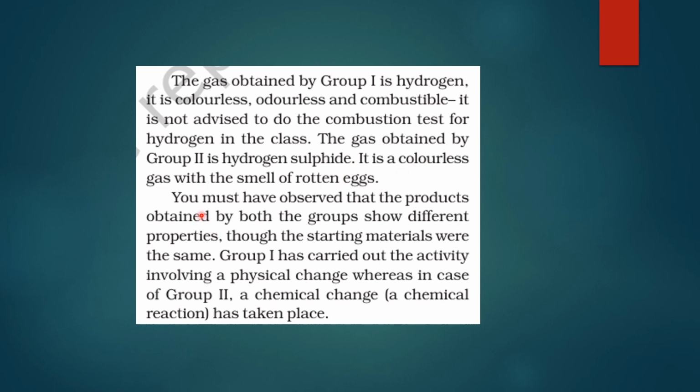Okay. So you must have observed that the products obtained by both the groups show different properties, though the starting materials were same. क्योंकि देखो ग्रुप 1 में आपने क्या किया था? दोनों मटेरियल्स को जस्ट मिक्स किया था और सेकंड केस में आपने उसे रेड हॉट होने तक हीट किया. सो इनिशियली जो ग्रुप 1 ने जो एक्टिविटी की है उसमें एक फिजिकल चेंज हुआ था और ग्रुप 2 ने जो किया वो एक केमिकल चेंज हुआ था. ओके, तो फिजिकल चेंज की वजह से जो हमारे पास इनिशियल एलिमेंट्स थे उनका नेचर चेंज नहीं हुआ और केमिकल चेंज की वजह से एक न्यू कंपाउंड फॉर्म हो गया. ओके, सो दैट्स व्हाट वी आर ट्राइंग टू अंडरस्टैंड.